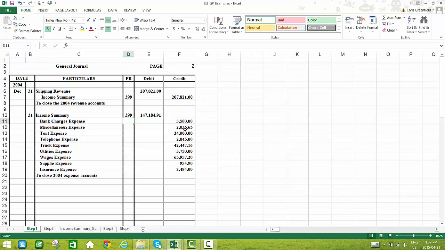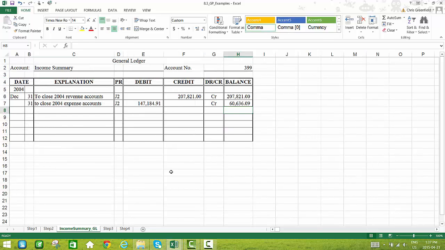So that's step 2. On to step 3. In this case, now that we've done all this work to open up our income summary account with these two amounts, we're now going to turn around and close it out. And we're going to close it out to the capital account, right? This is showing how our net profit is increasing the value of our business.